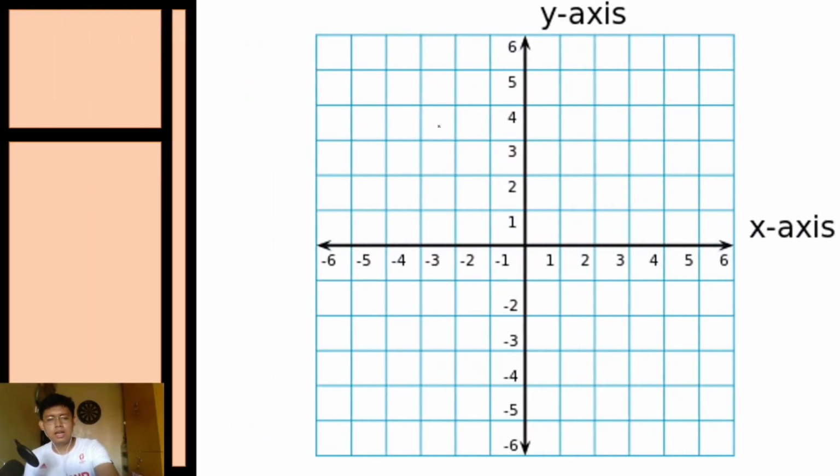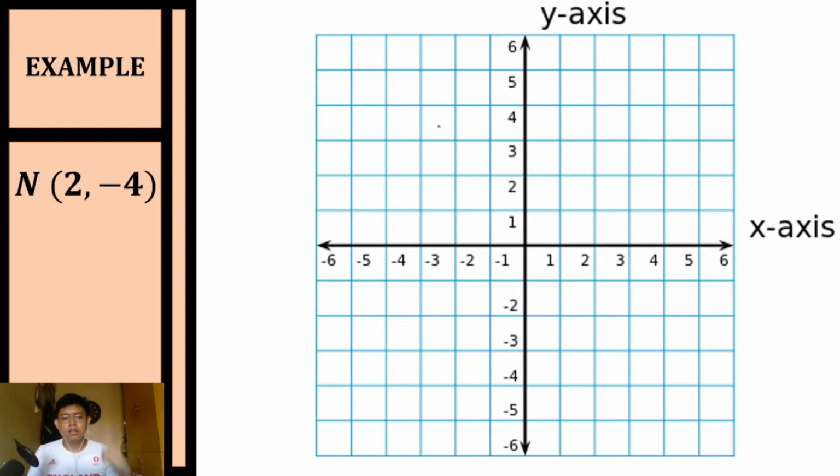Okay, let's have another example. We have N having the coordinate of (2, -4). In this case, again, we start from the origin. We have 2. Since it is positive, we're going to move 2 units to the right of our origin. 1, 2. Next, since this is -4, we have 4 units going down. 1, 2, 3, 4. And this will be the location of our point N having the coordinate of (2, -4).